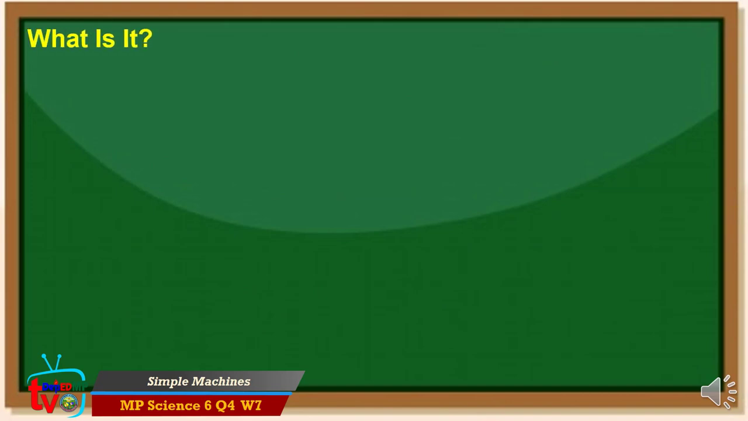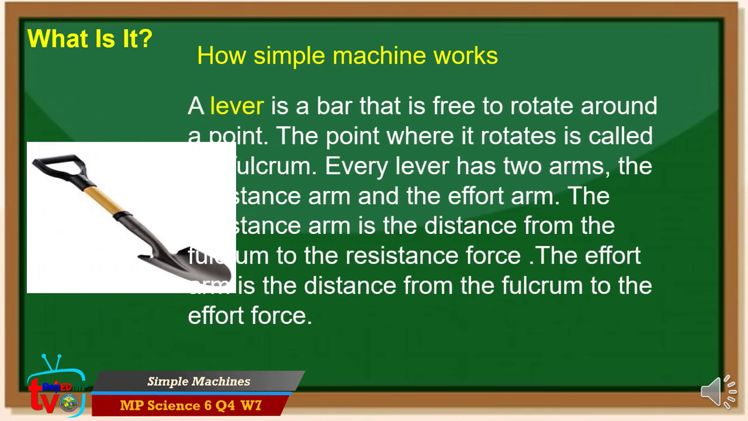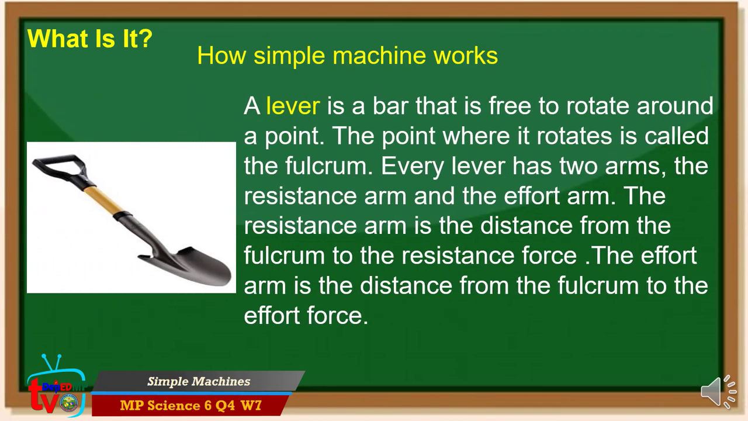We will go now with what is it. You're going to learn how simple machines work. A lever. A lever is a bar that is free to rotate around a point. The point where it rotates is called the fulcrum. Every lever has two arms, the resistance arm and the effort arm. The resistance arm is the distance from the fulcrum to the resistance force. The effort arm is the distance from the fulcrum to the effort force.